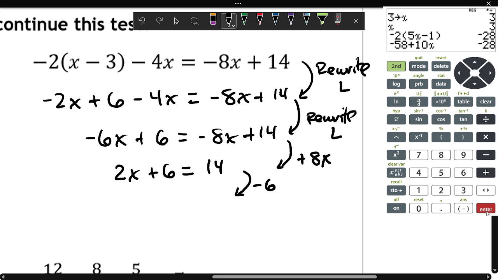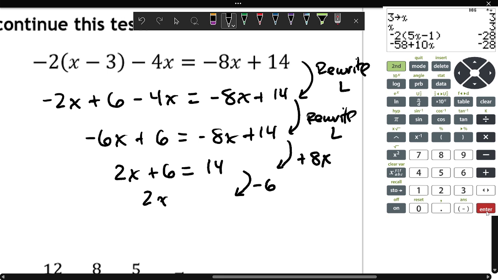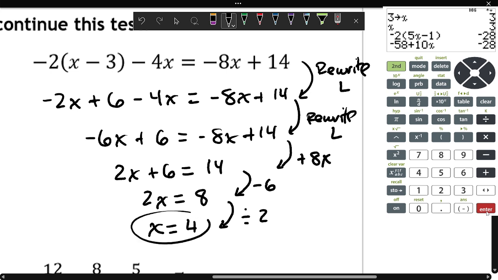Next, I'm going to subtract 6 from each side. 14 minus 6, I believe, is the number 8. So this is going to become on the left-hand side 2x, and on the right-hand side 14 minus 6 is 8. And then as a final step, I'm going to divide both sides by 2. So that's going to give me that x is the number 4. Okay, so again, I believe x is the number 4.